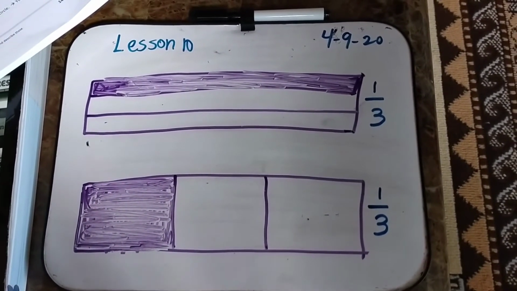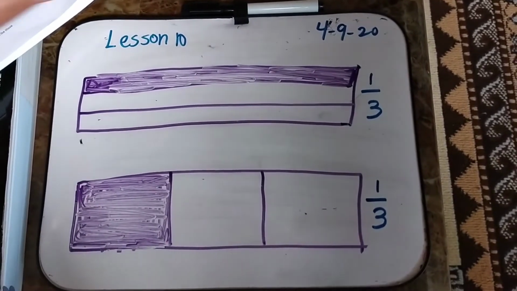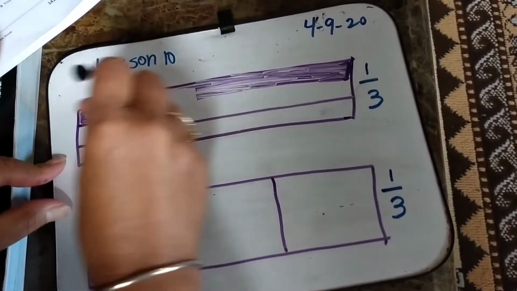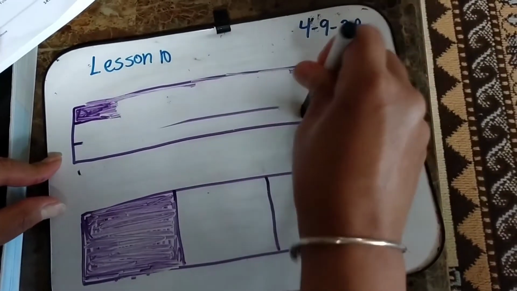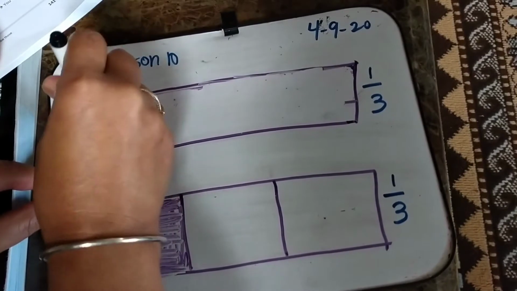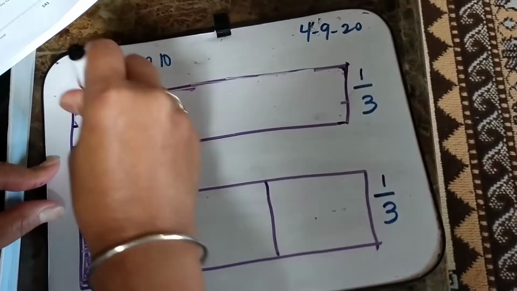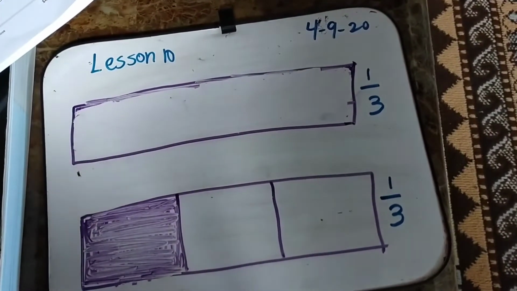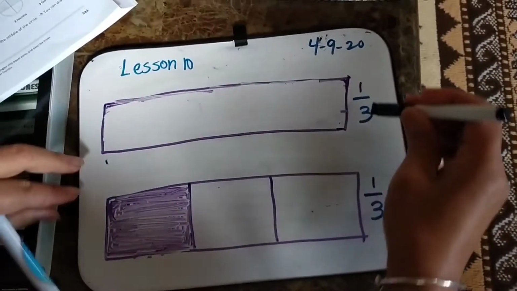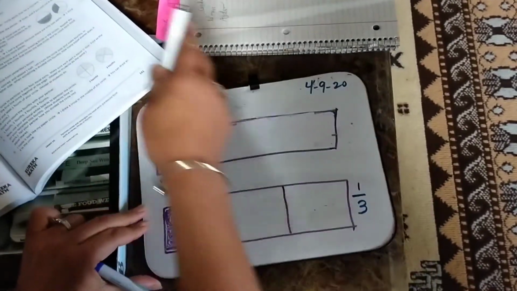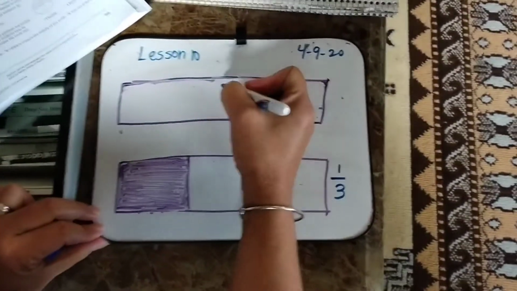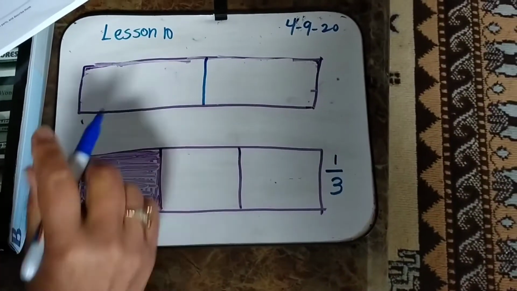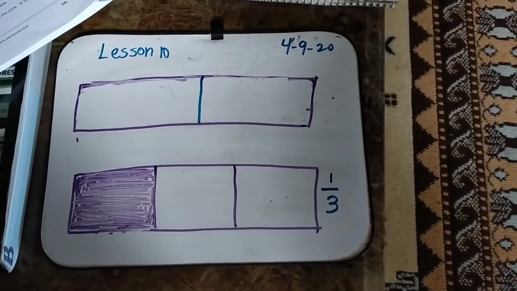Okay? Now, what I'm going to do, I will erase one rectangle here. Just going to erase it. I'm not going to erase the rectangle, I'm just going to erase the parts inside it. So what I'm going to do here, I will divide this rectangle into two parts. It's not perfect, but this rectangle has two parts.